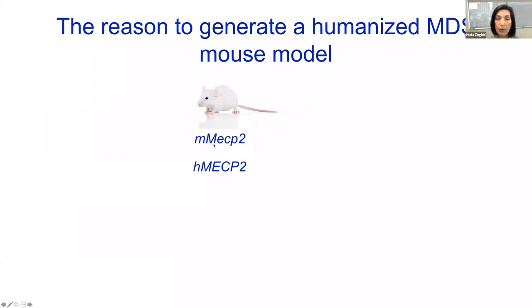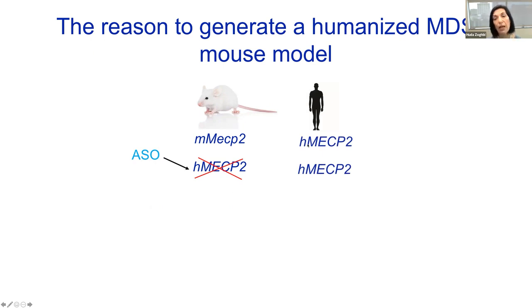Our original mouse had one mouse gene and an added human gene. So when we used the ASO against the human gene, we only eliminated the human gene and the mouse gene protected the mouse, so we could never overcorrect. But in the humans with duplications or triplications, the two genes are really identical. The two copies of the human genes are identical.